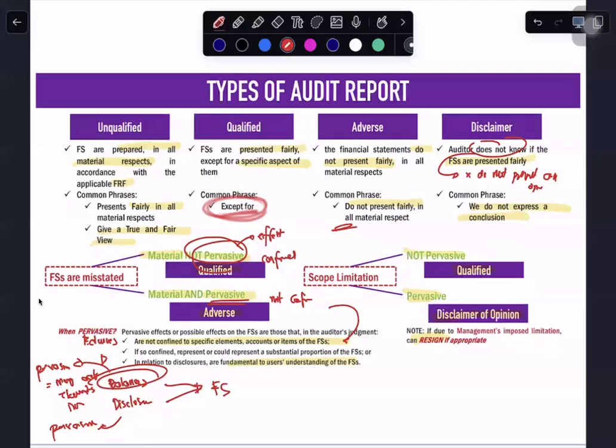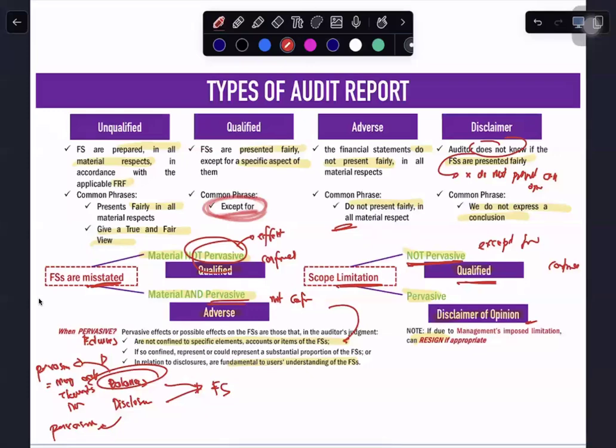Now, as to scope limitation, if not pervasive, meaning except for the scope limitation on this one, then qualified. Again, it is confined to one item, qualified. If not so confined, then disclaimer of opinion. So you cannot do your audit, therefore you do not express an opinion. That is disclaimer. Take note, whenever the effect is not pervasive, it is qualified. Whether FS misstated or scope limitation, not pervasive, qualified. Once it is pervasive, for misstatement, adverse.